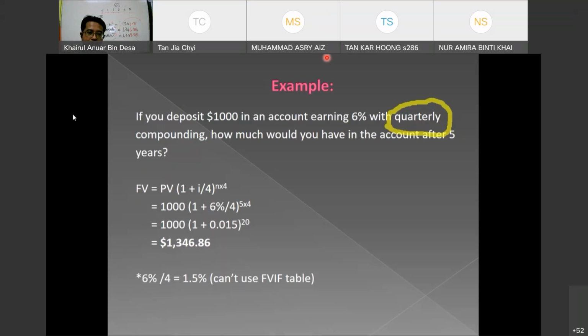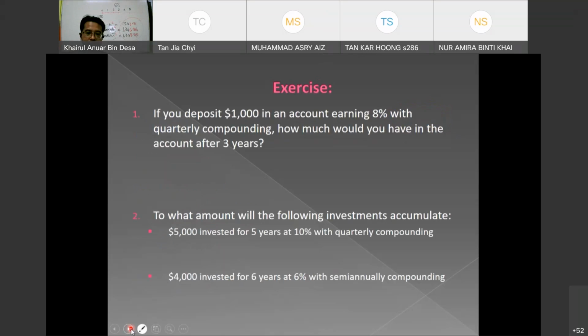Alright. Boleh kita sambung? Okay, buat exercise ini, kemudian saya akan panggil nama. Do this exercise in 5 to 7 minutes, and then I will call your name.